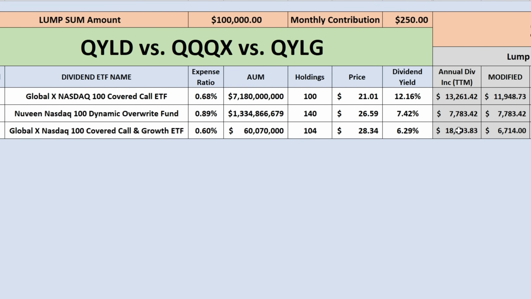So let's see how things change when we modify the trailing 12 months. So this modified number here, $11,948 for QYLD. We've still got the same $77.83 for QQQX, and then QYLG drastically drops here from 18 down to 67.14 for third place.